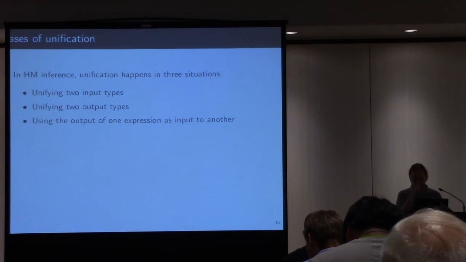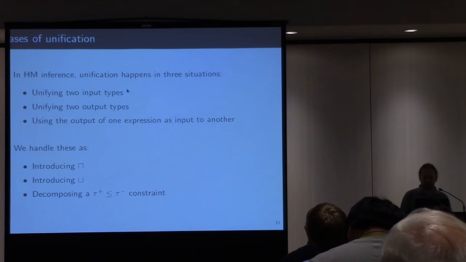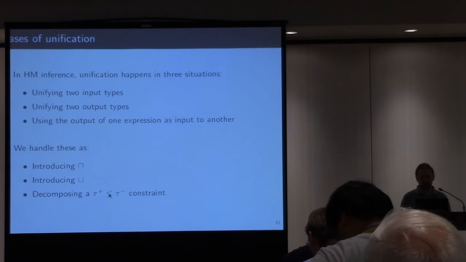So if we apply our syntax restrictions, then we find that the first case, unifying two input types, is when we combine two negative types with the meet operator, which satisfies the syntax restrictions. The second case is when we combine two output types with the join operator, which also satisfies the syntax restrictions. And in the third case, which is the point of all of this, the subtyping constraints that we have to look at are only ever positive type subtype of negative type. Because the third case, the only interesting one, is when we're feeding the output of some subexpression to the input of another.